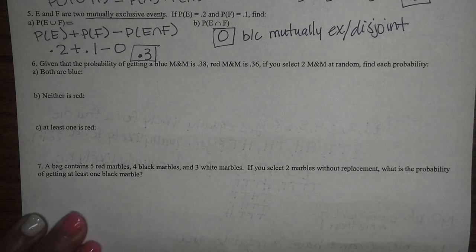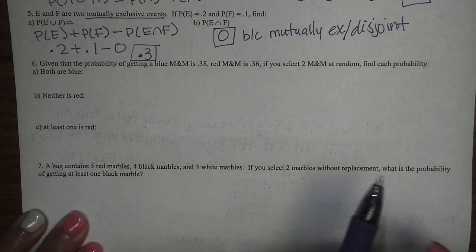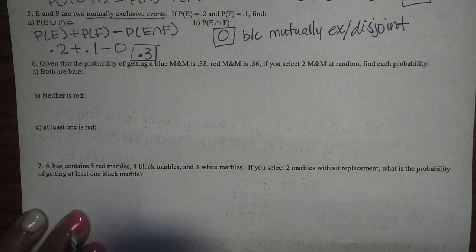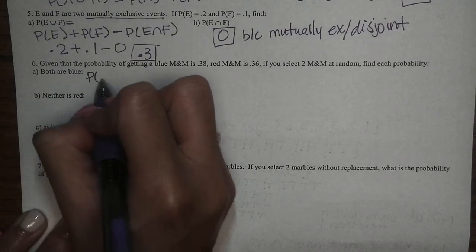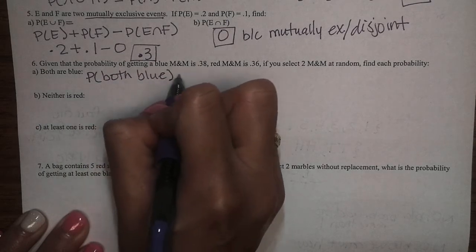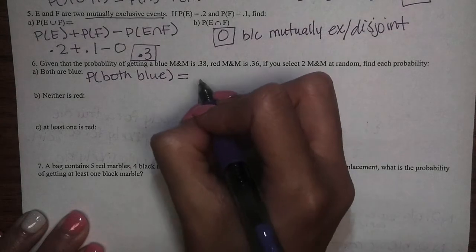And now number 6 says, given that the probability of having a blue M&M is 0.38, a red M&M is 0.36, and then I guess we don't know the rest of the colors, but that's fine. If you select 2 M&Ms at random, find the following. The probability that both are blue. Make sure you write notation. So if I were to draw 2 M&Ms, you just do one at a time.